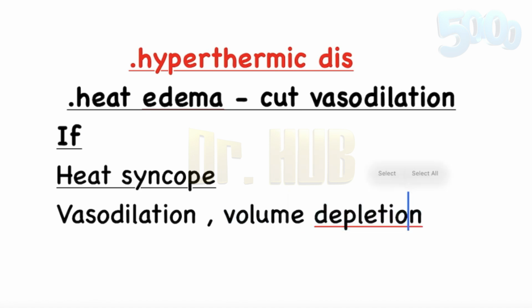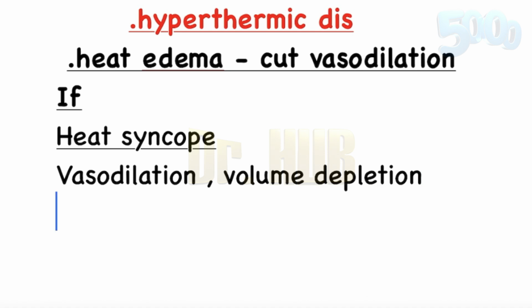Whereas previously what we saw is there is a cutaneous vasodilation and the pooling of the ICF fluid, that was a heat edema. Syncope is where there is a volume depletion, that is from sweating, the exercise and the prolonged standing. Next we move on to the heat cramps.